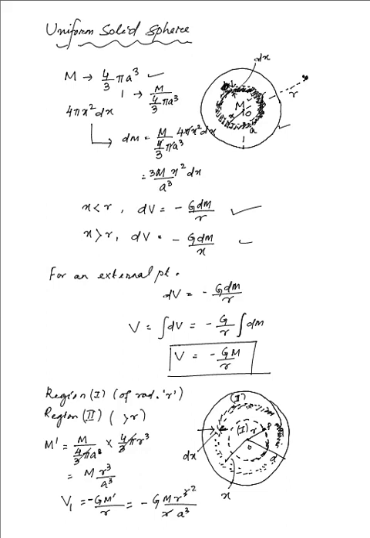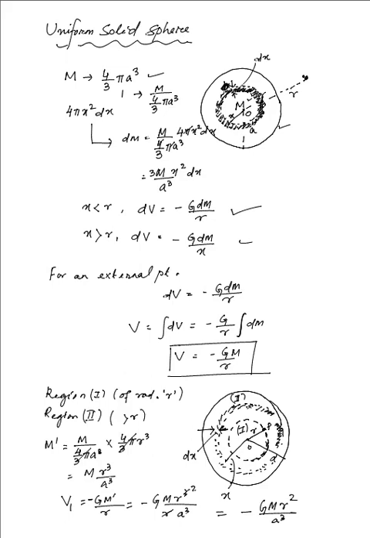We are left with r square. So all we have over here is minus GM multiplied with r square divided by a cube. So this is the potential due to that region 1 which has a radius of r. What about the region which has a radius greater than r?